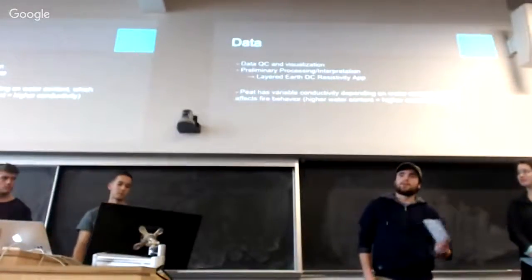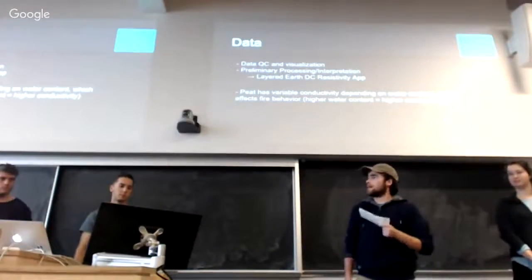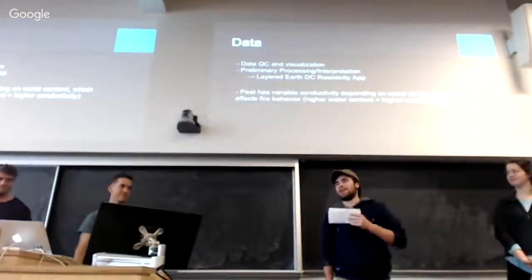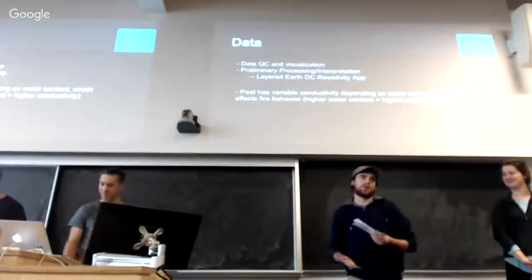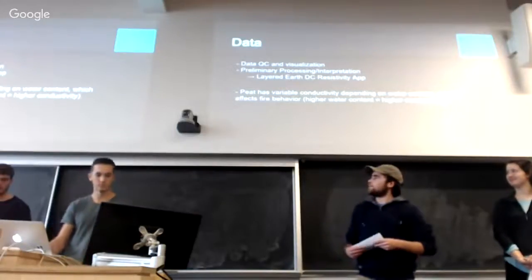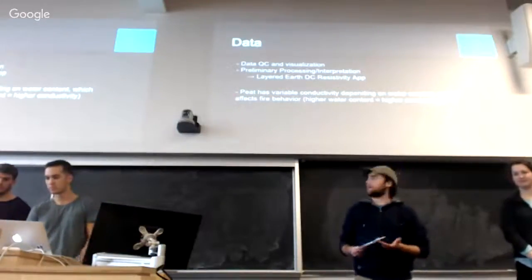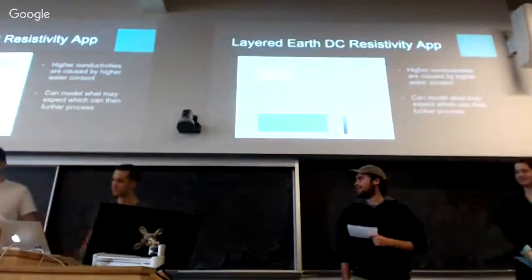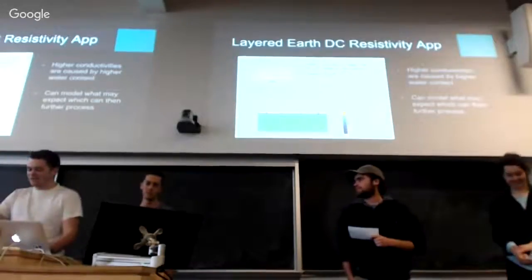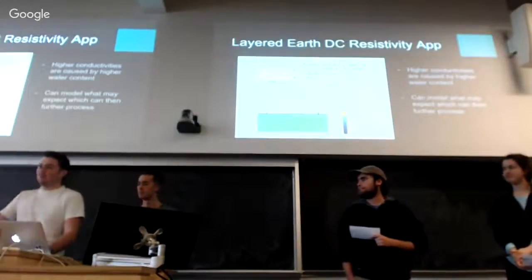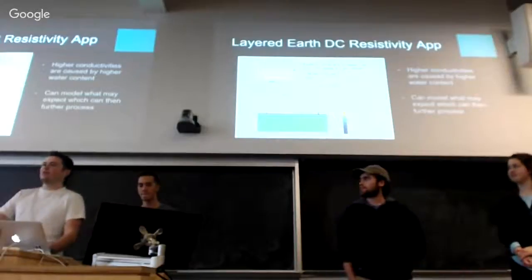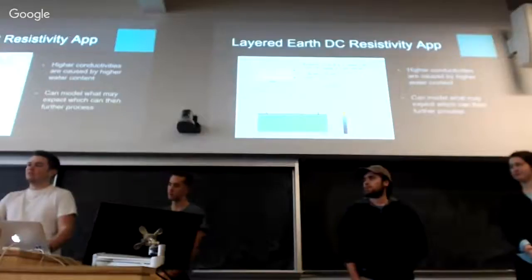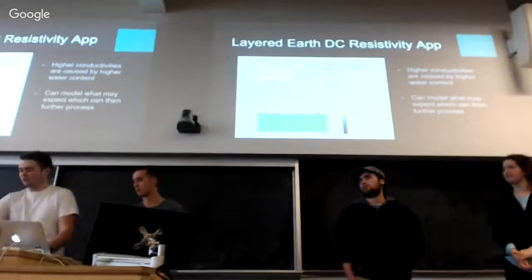And for the data, we're going to be doing some QC and visualization. Basically, what we need to know is if it's going to be within what our model expects, and we'll be testing it in the Layered Earth DC Resistivity app. So for the Layered Earth DC Resistivity app, we're going to say that the peat layer is going to be really thin, around 1 meter, and depending on the relative amount of water saturation, that will change the resistivity that you're going to get back from the survey.